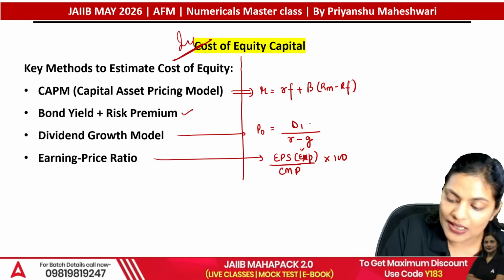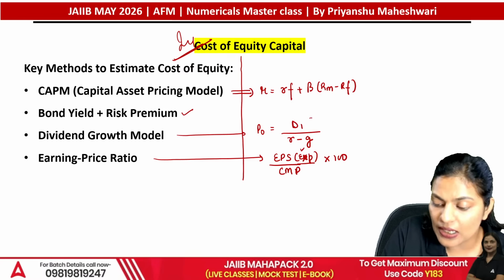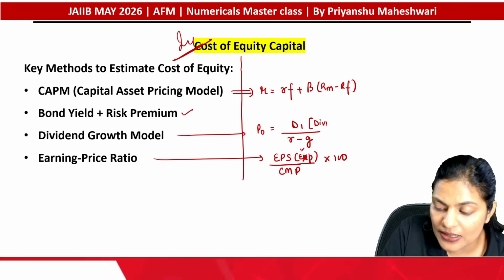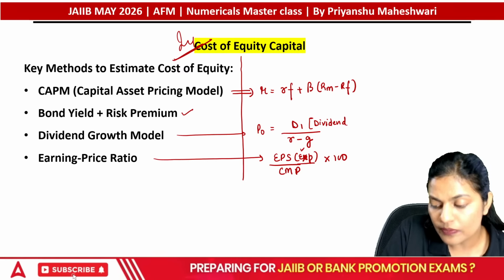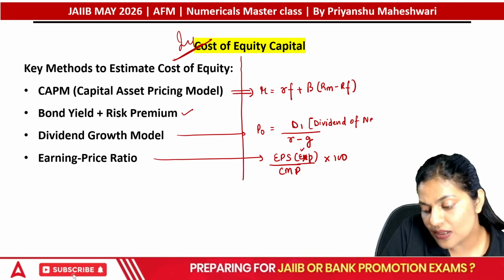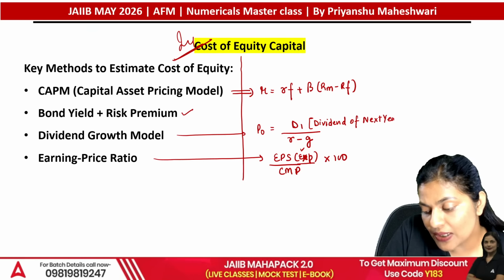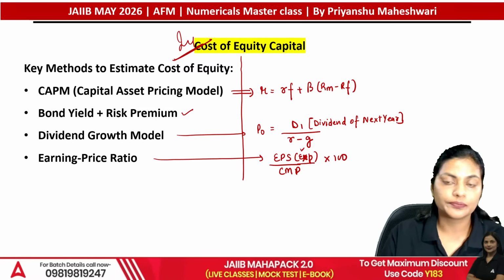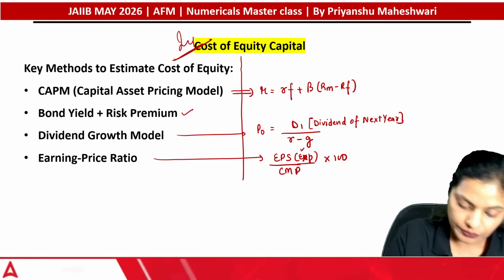Correct? For example, here it is not dividend of current year. It means dividend of next year. One means year one. So, these things have to be evaluated very carefully. Dividend of next year. Okay?